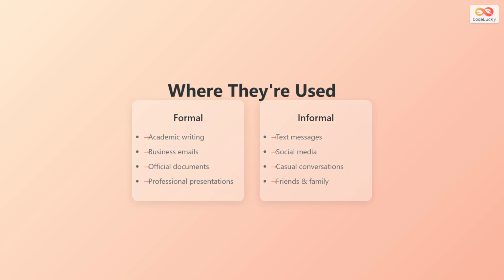Formal language with complex sentences is used in academic writing, business emails, official documents, and professional presentations. You need formal structures when you want to sound authoritative and precise. Informal language with simple sentences is used in text messages, social media posts, casual conversations, and when communicating with friends and family. Choose informal when you want to be friendly and direct.